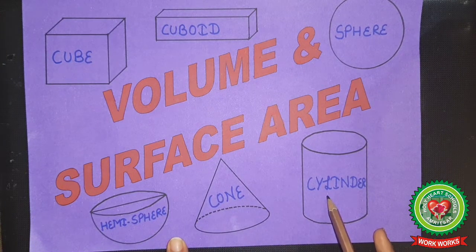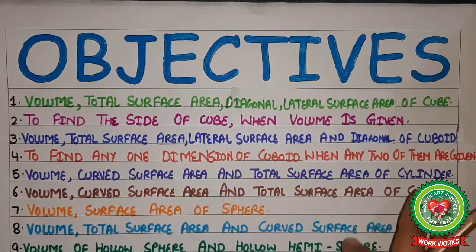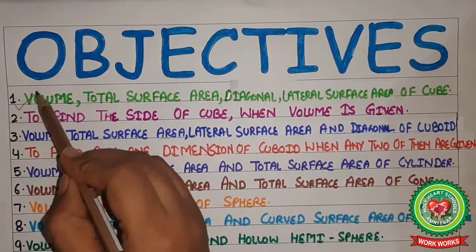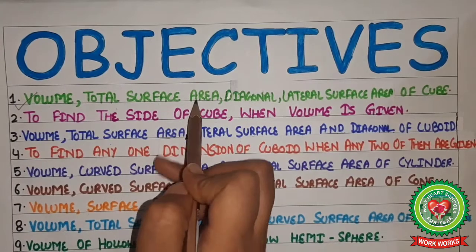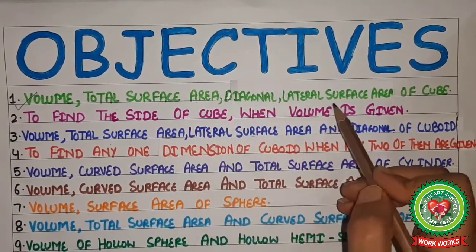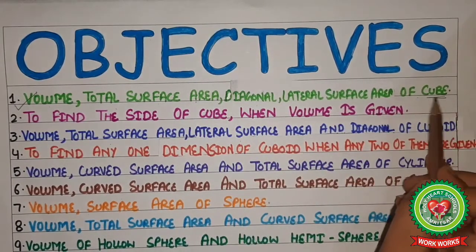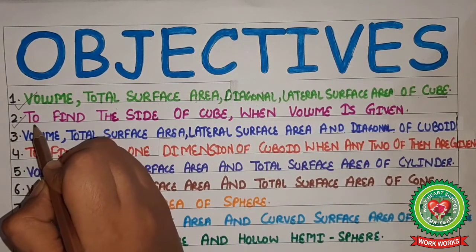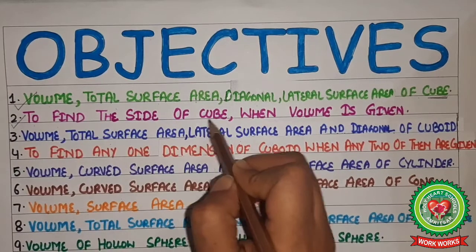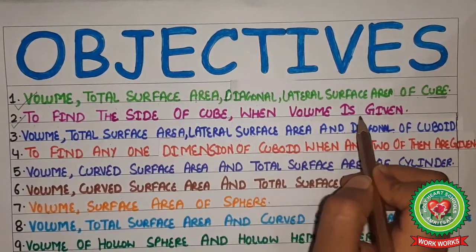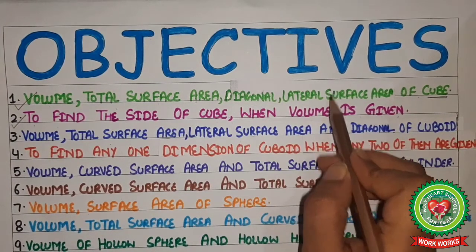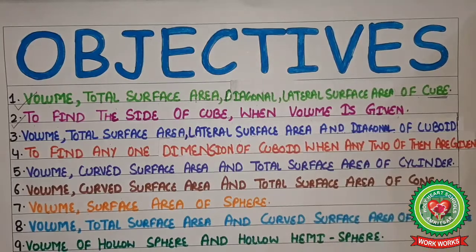Now students, we will discuss the objectives of today's class. Children, objective number 1 of today's class is volume, total surface area, diagonal, lateral surface area of cube. And objective number 2, which we will talk about, is to find the side of cube when volume is given. So children, now we will discuss these two concepts in detail.